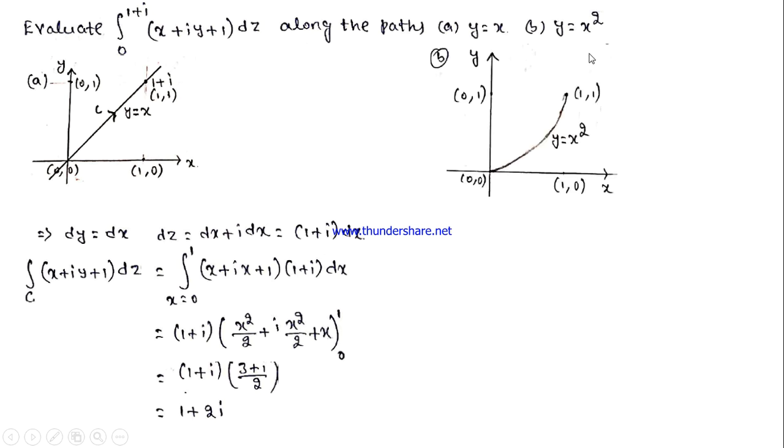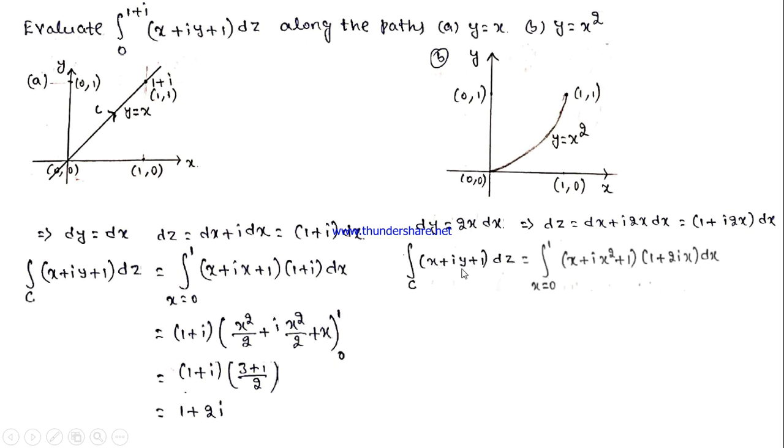Now consider the second path. This is a parabola. y is equal to x square represents a parabola. I'm supposed to find the integration from 0 to 1 plus i which lies on the parabola y is equal to x square. Now do the same thing again. Since y is equal to x square, what is dy? This is 2x dx. Then what is your dz? dx plus i times dy, which is 2x dx. So it is (1 plus 2ix) dx. Good. So by using these values and substituting everything back, it gives x plus ix square plus 1 and this (1 plus 2ix) dx.